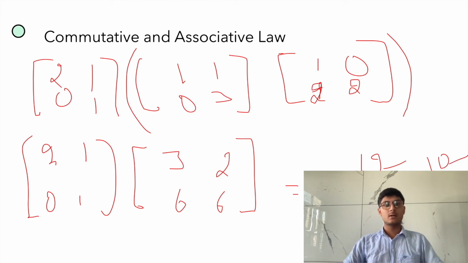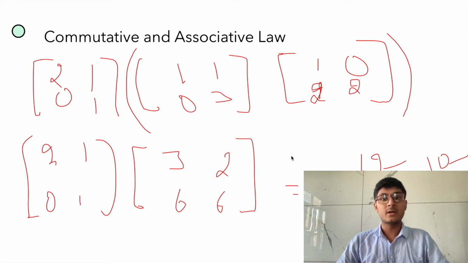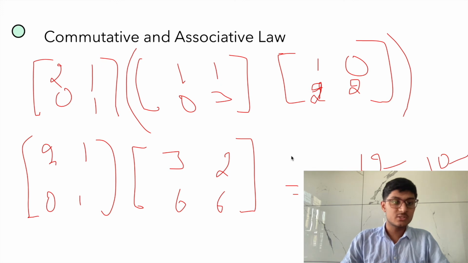So this proves that matrix multiplication is not commutative but associative. So I have just proved this.